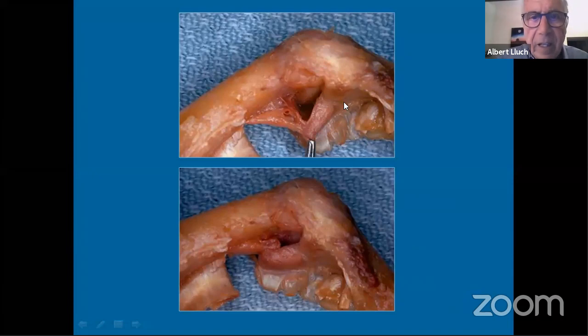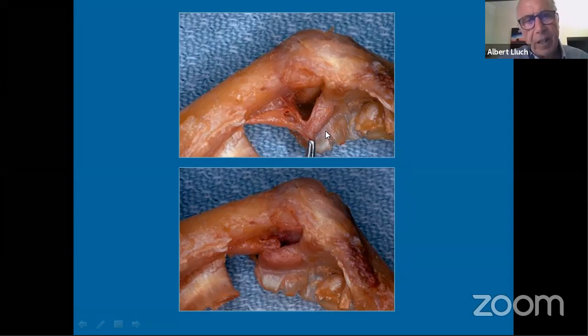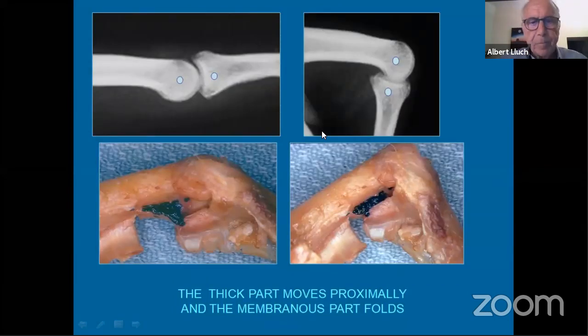And here another picture showing the distal part of the volar plate, the A3 pulley, the A2 pulley, and the A4 pulley. And this is the membranous part of the volar plate, which I think should be called the arcuate ligament, because it inserts to one side of the proximal phalanx and to the other side of the proximal phalanx. It makes like an arch in between.